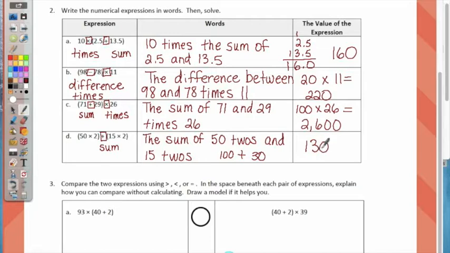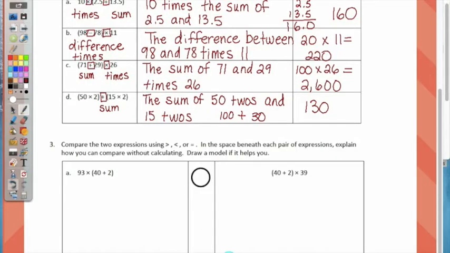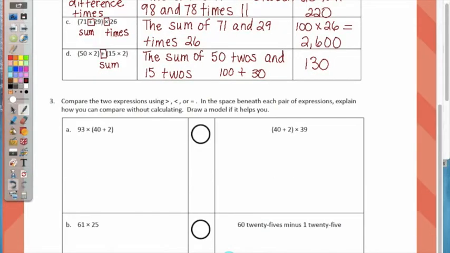Okay, those are good for you even though they're not on the exit ticket. Let's take a look at A at the bottom, and that's the only one we will do. Circle it, by the way. On your exit ticket, it doesn't say you have to explain, but I want you to explain how you can compare without calculating.